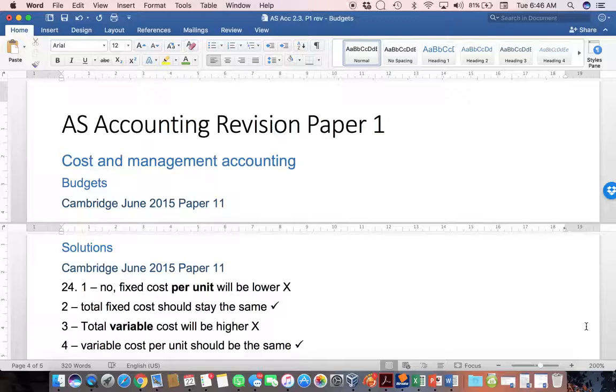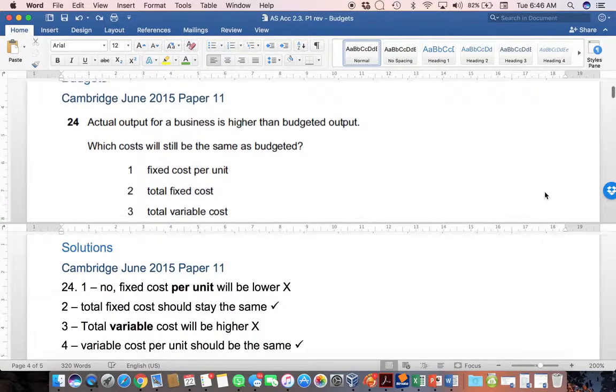We'll take you through some multiple choice questions for cost and management accounting, specifically for budgets. The first question we'll look at is taken from the Cambridge June 2015 paper 1-1. Question 24. Actual output for a business is higher than budgeted output. Which costs will still be the same as budgeted?